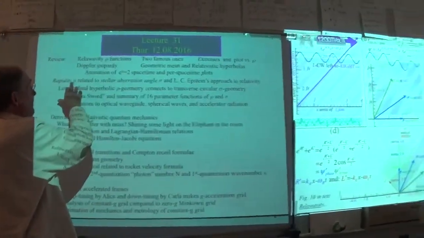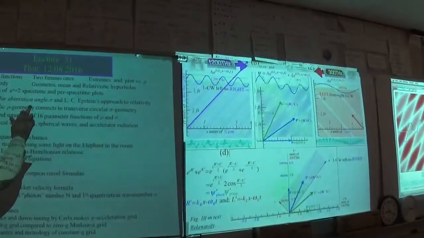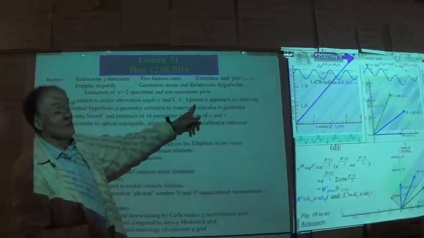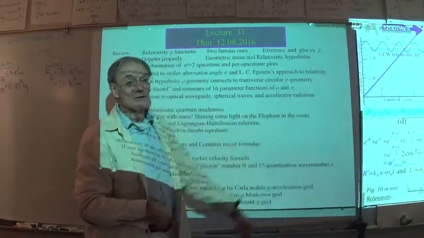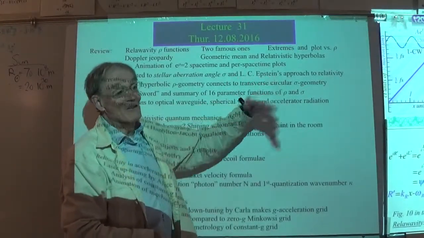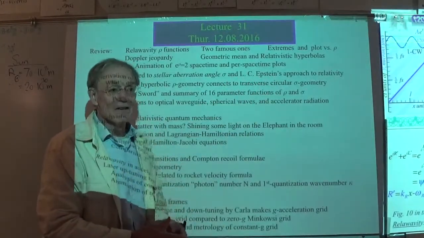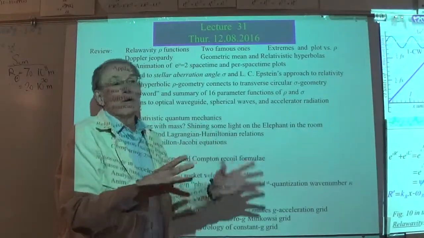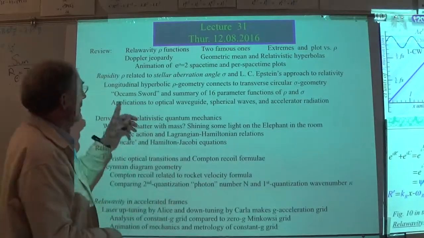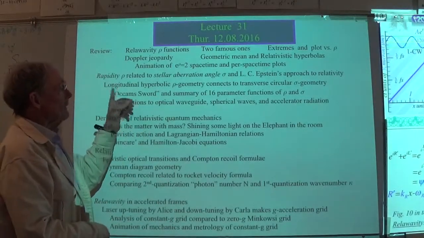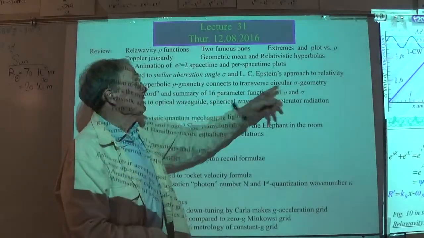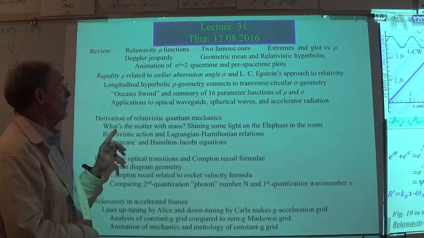Now the rapidity and the stellar aberration angle are two ways to do this, and we're going to go into that. And this is the Epstein as opposed to Einstein approach to relativity. So that's kind of fun. His book, really, he self-published. It was one of these things where he had a new way to look at it. It was kind of cool, but he only looked at one side of it and it wasn't enough for most teachers. We'll hope we'll do better. Anyway, longitudinal hyperbolic geometry, the relationship between those two is kind of cool.